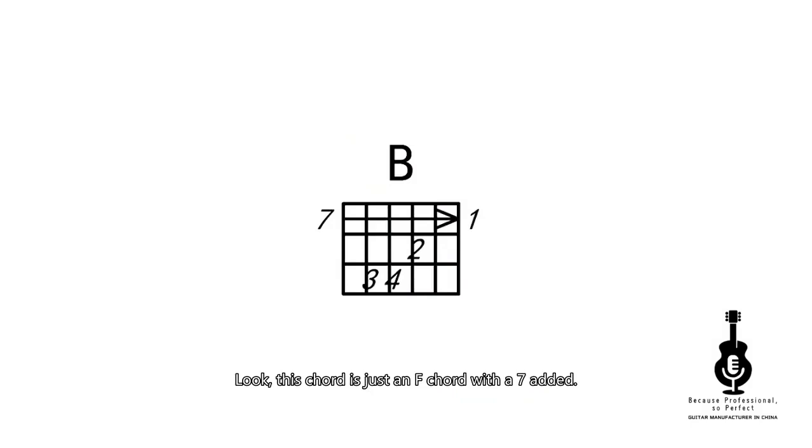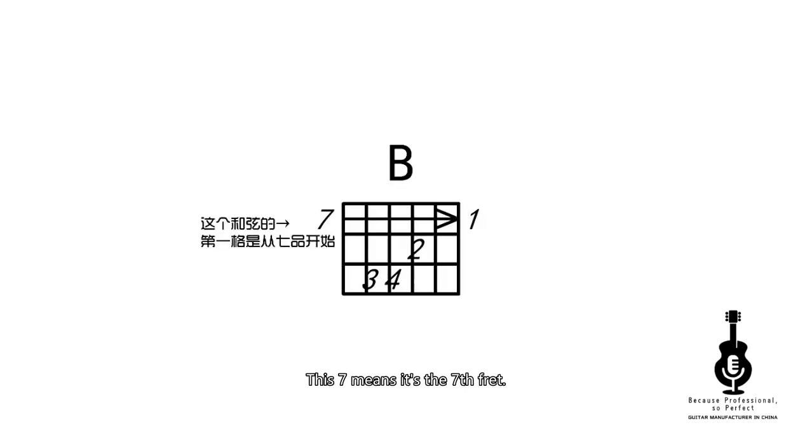Look. This chord is just an F chord with a 7 added. Here is also an arrow with the number 1 right after it. It has fingers 2, 3, and 4. Plus an added 7. What does this 7 mean? Maybe some of you have already guessed. This 7 means it's the 7th fret.